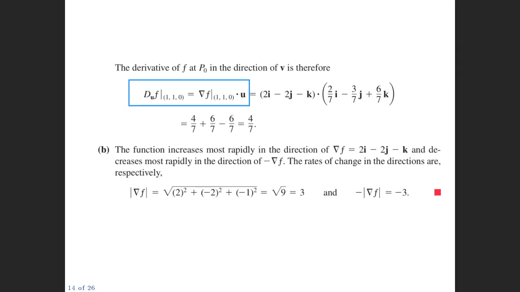So we use our formula. The directional derivative is the gradient of f dot product with u. Now we know the gradient vector, now we know u. We just calculate their dot product. And I'll leave it for you to check that their dot product is equal to 4 over 7.